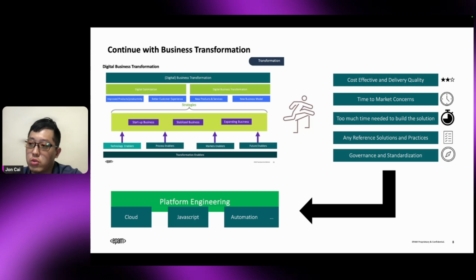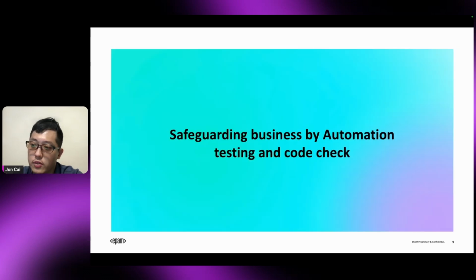So in conclusion, automation is a game changer for businesses looking to reduce costs and accelerate time to market. By leveraging advanced technologies, companies can streamline operations and improve efficiencies. And now let's move on to our next topic.